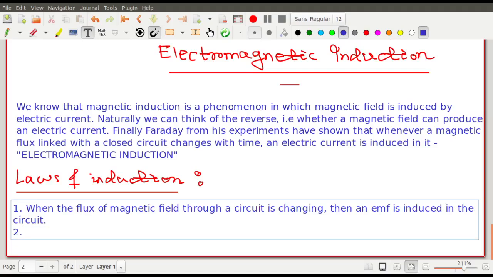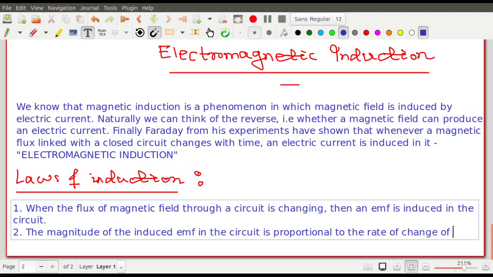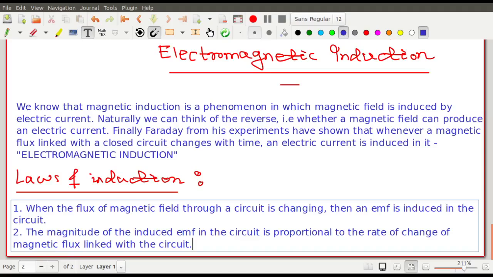What is the second principle? The second principle is that the magnitude of the induced EMF, মানে কতটা induced EMF হবে, the strength of the current, the magnitude of the induced EMF in the circuit is proportional to the rate of change of magnetic flux linked with the circuit, right? মানে magnetic flux টা যে রেটে চেঞ্জ করছে, the rate at which the magnetic flux is changing, the magnitude of the current is proportional to that.